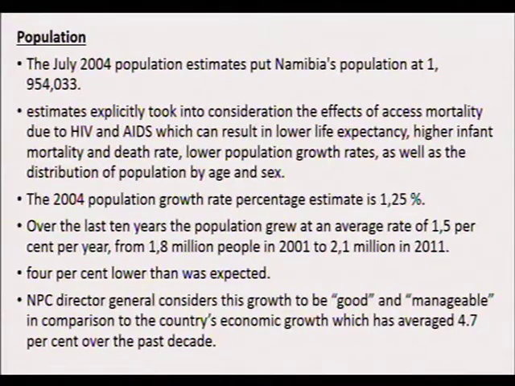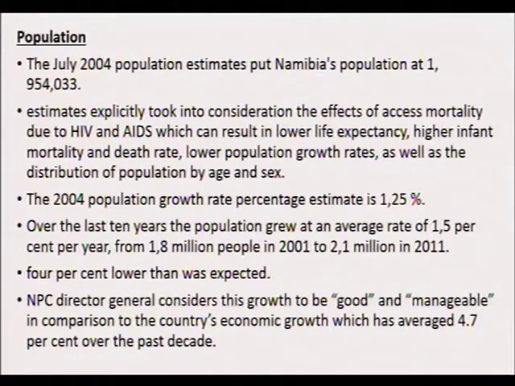The growth rate at 1.25%. Over the last 10 years, so that would be also at the time of print, the population grew at an average of 1.5% per year. So it grew from 1.8 million in 2001 to 2.1 million in 2011. And we are already in 2017. So these figures are a bit outdated, as they are in your study guide.